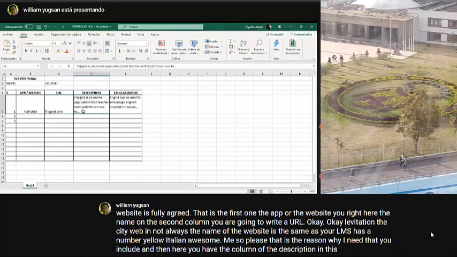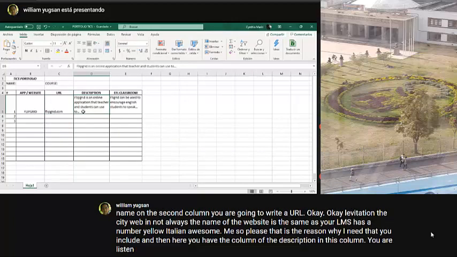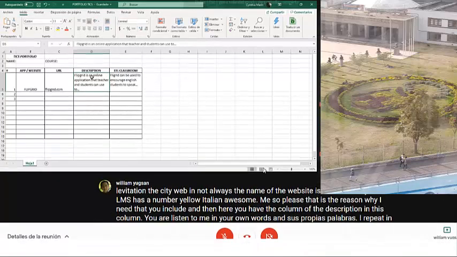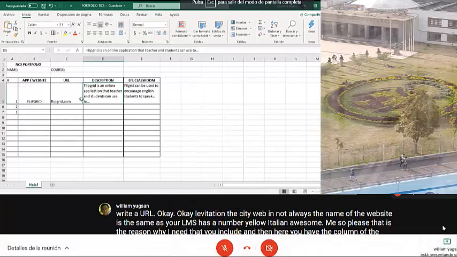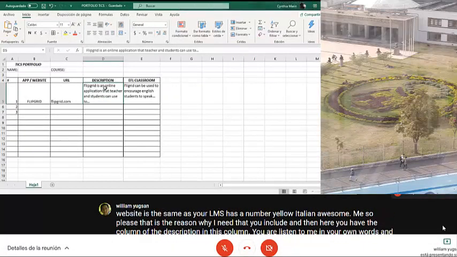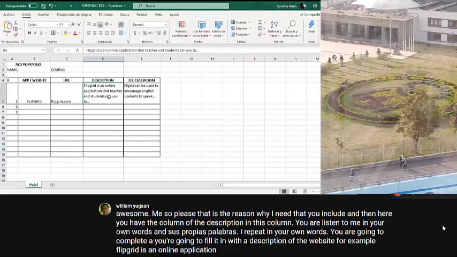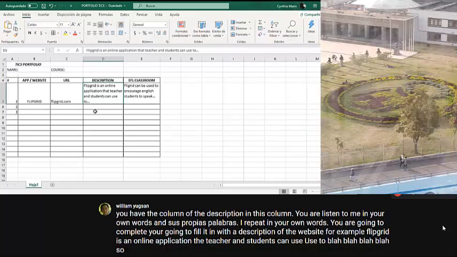In this column, listen to me, in your own words, en sus propias palabras, I repeat, in your own words, you are going to fill it in with the description of the website. For example, Flipgrid is an online application that teachers and students can use to blah, blah, blah. So you describe what it is. Describen qué es esa aplicación. ¿Para qué sirve? So you can explain it right there.